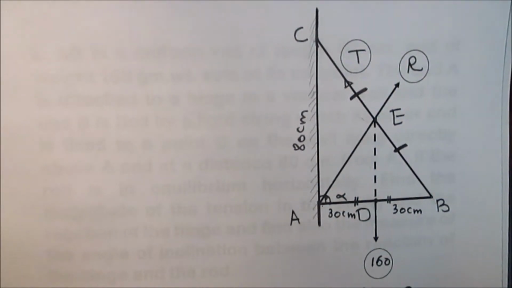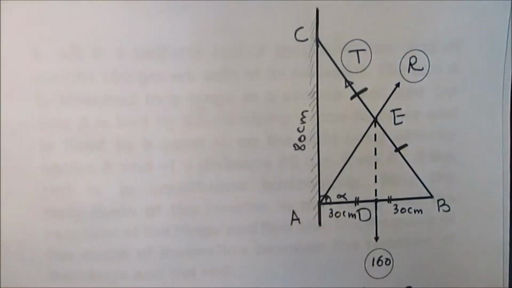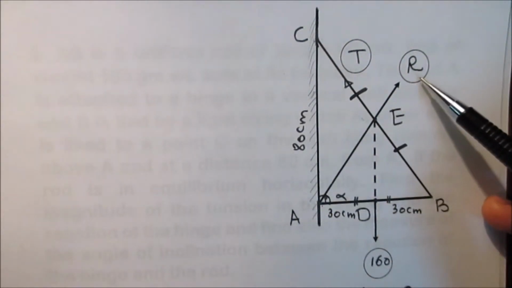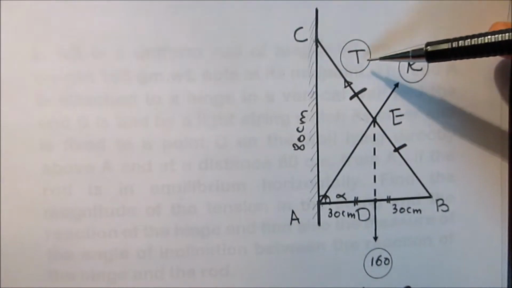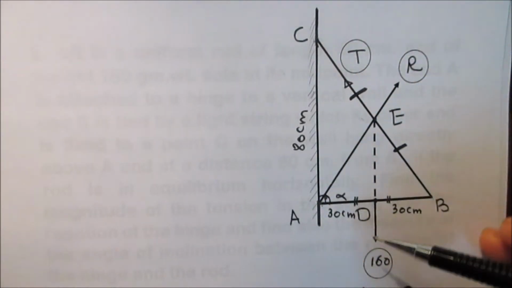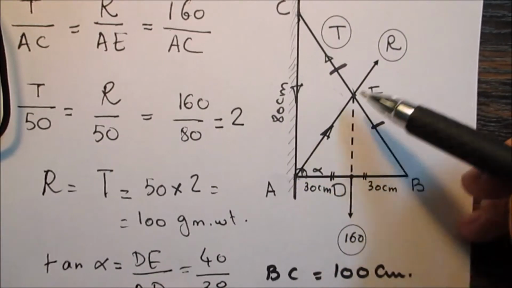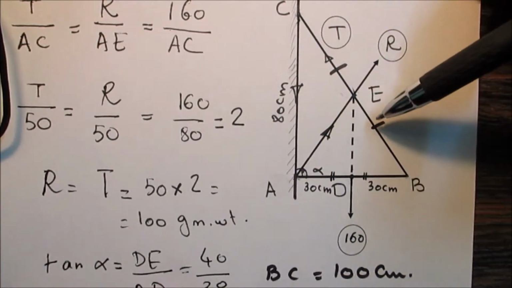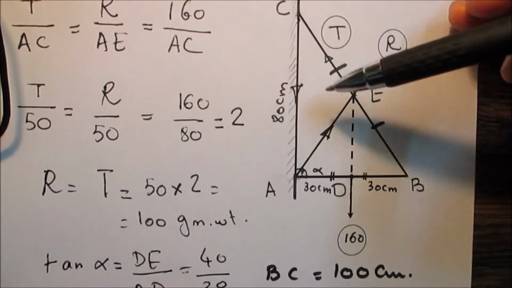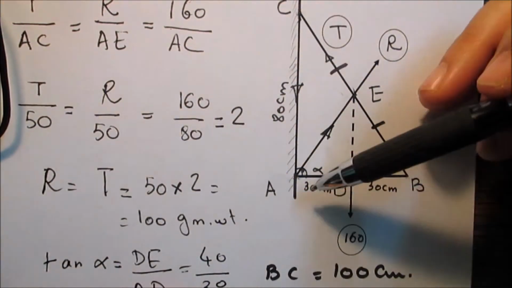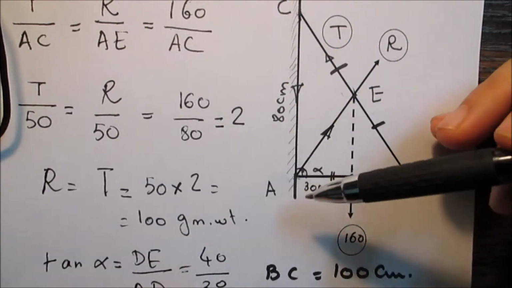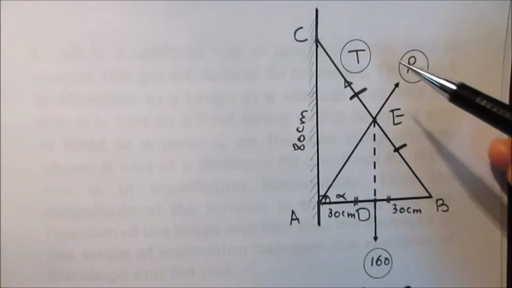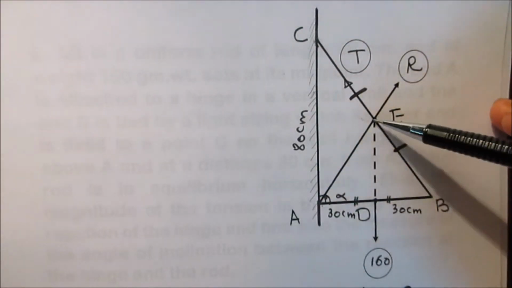We need to find the triangle of forces that represent the three forces. AE represents the line of action of the reaction R. CE represents the line of action of the tension T, and AC is parallel to the weight. The reaction R goes up, the tension in the string goes up, and the weight goes down. So the three lines of forces represented by the three sides of the triangle follow a cyclic order. So triangle CAE is a triangle of forces.